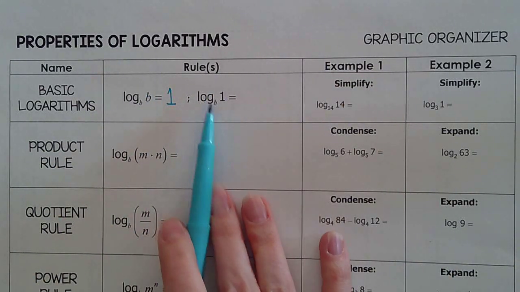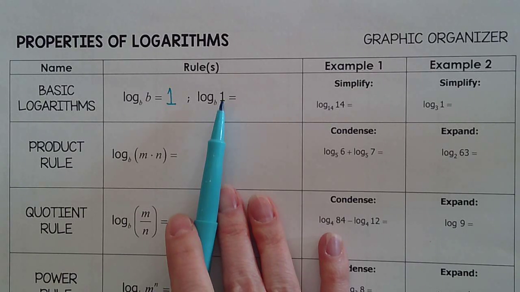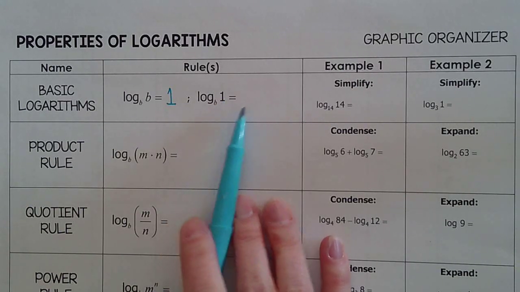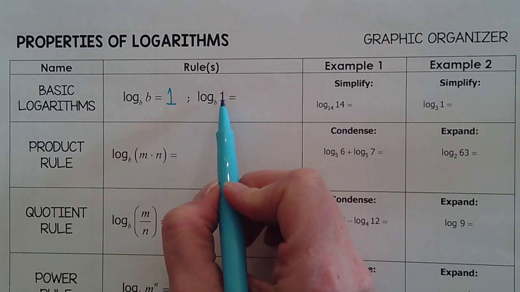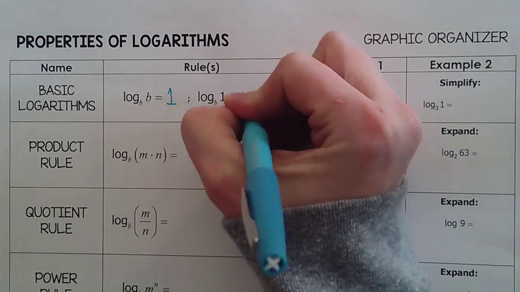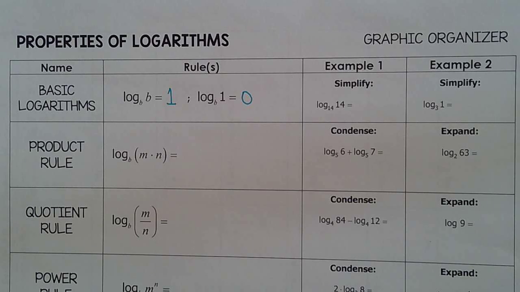Anytime you see log base b of 1, this is saying base to what exponent equals 1. Anytime you've got a 1 in your value here, your output is 0. So when we're expanding and condensing, if we can make log base b of b or log base b of 1, we're always able to simplify that to be just a numeric amount.